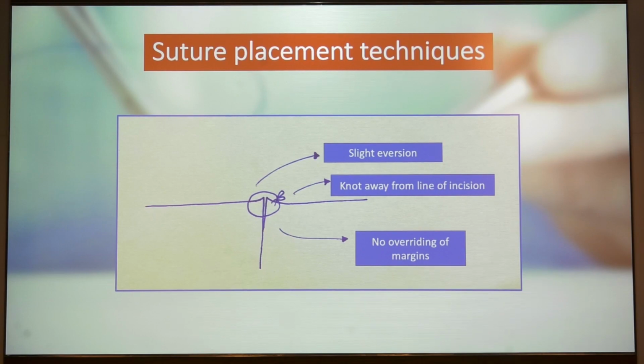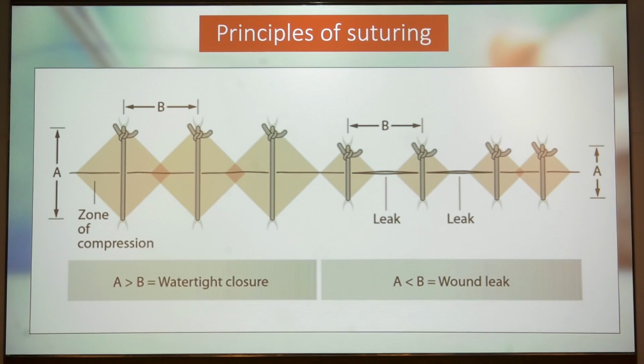So this is the ideal suture placement. So with resulting in a slight eversion of the wound edge, with the knot away from the line of incision, and thus the margins don't override. And to ensure a watertight closure, it's important that the length of the suture is equal to the distance between the sutures as well.